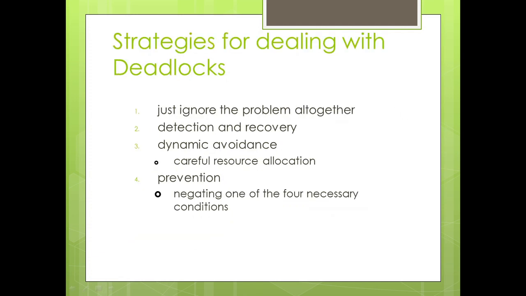So there are some strategies for dealing with the deadlock. Here also we can see there are 4 strategies. The first one is we can just ignore the problem altogether. The second is detecting and recovering from it. The third one is dynamic avoidance by careful resource allocation. And the fourth is prevention by negating one of the 4 necessary conditions.